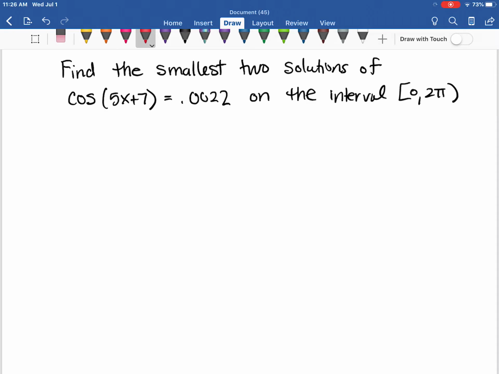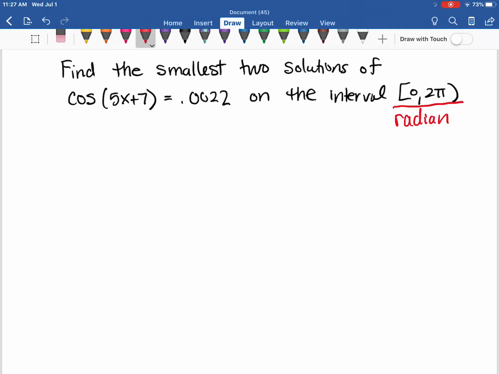In this video, I'm going to walk you through the steps on how to solve the equation cosine of 5x plus 7 is equal to 0.0022, and we're going to find the smallest two solutions on the interval from 0 to 2 pi. Because the question states that we need to solve this on the interval from 0 to 2 pi, I know that the answer needs to be in radians, so I want to make sure before I start that my calculator is in radian mode.